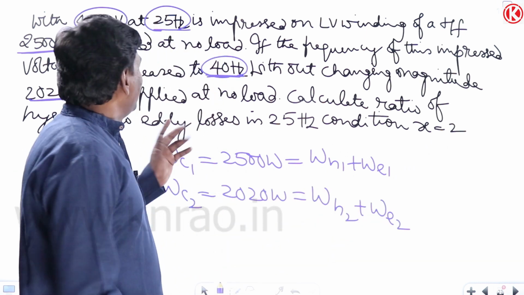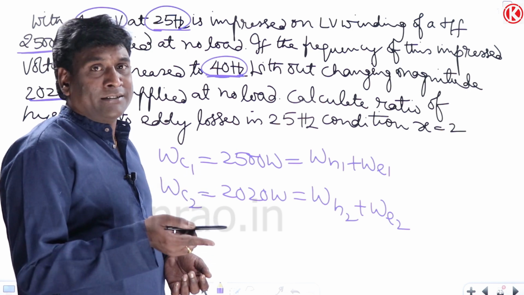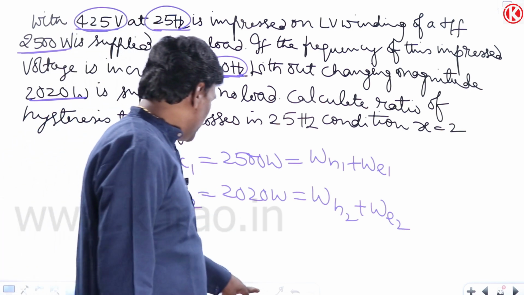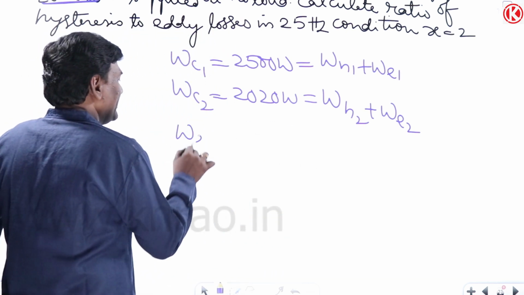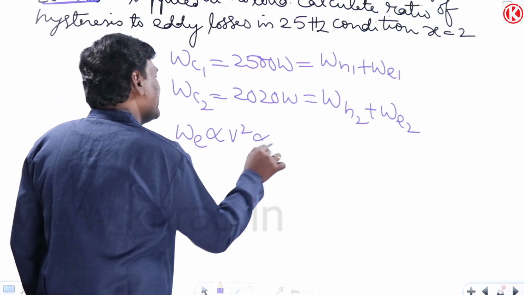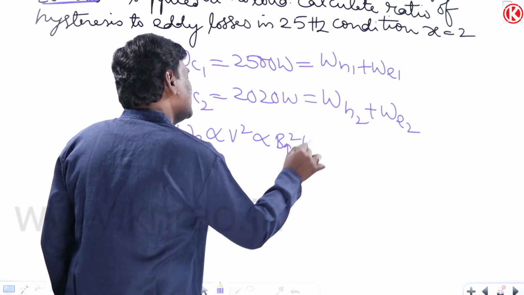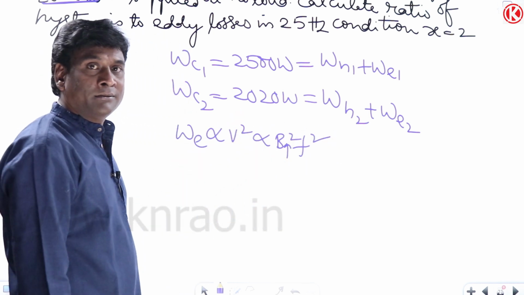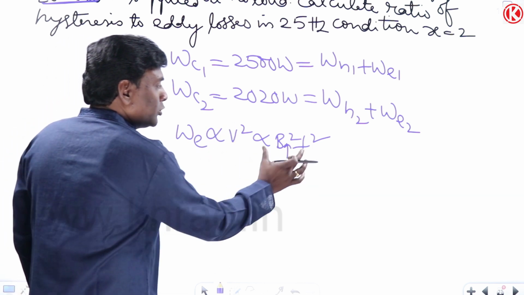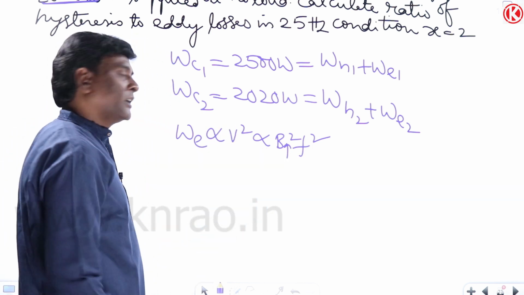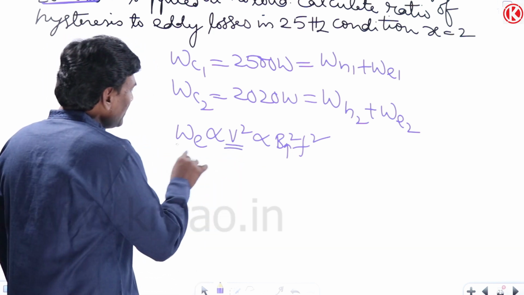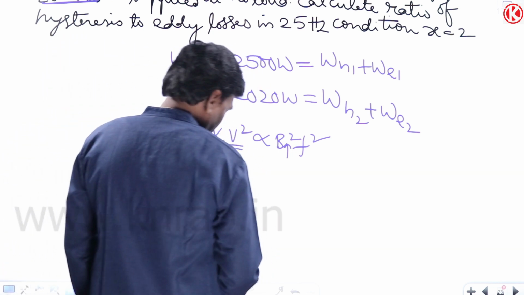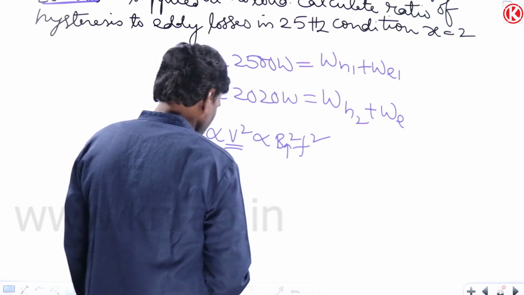Okay. Now in this condition, frequency variation is there, but voltage is same. Okay, let me consider eddy current loss. Eddy current loss is directly proportional to voltage square, or directly proportional to B max square F square, because it is operating engineer. If it is design engineer, we are not going to consider this, we have to consider this only. Okay, anything can be considered. Now voltage is constant, so eddy current loss will be constant. So eddy current loss 1 equal to eddy current loss 2.